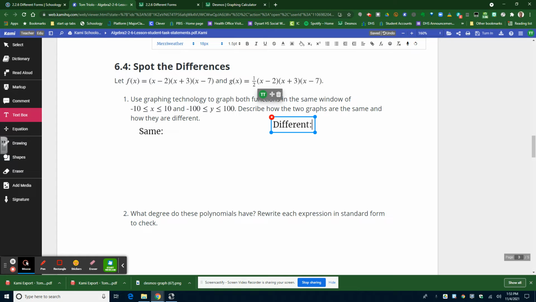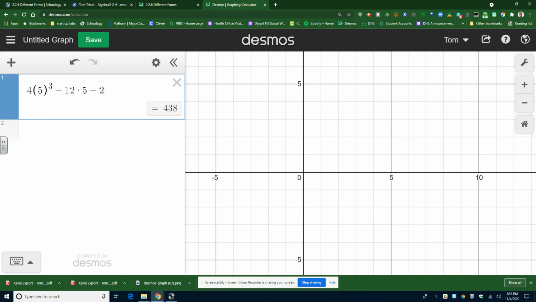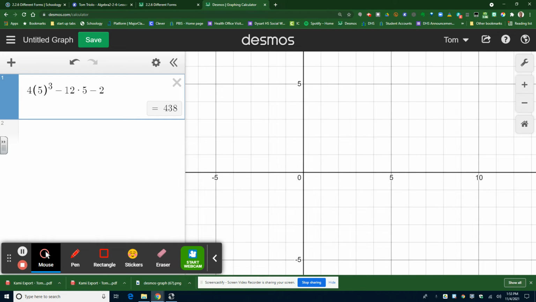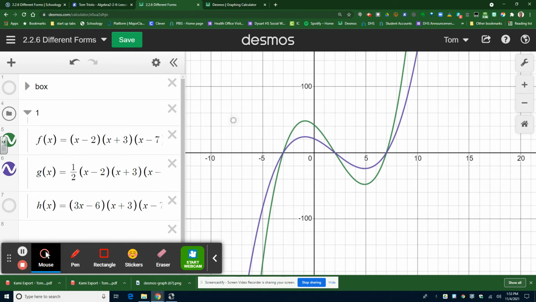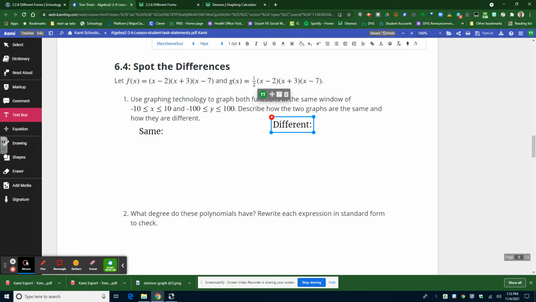All right. So looking at the graphs, so like I said, you don't have to graph them. If you just want to use mine, but the only issue with mine is you're not going to be able to touch the screen. I mean, you can come up here and touch the screen if you really want to, but so what's the same and what's different about these 2 graphs? And then after that, what degree do these polynomials have? And rewrite them in standard form to check to see if you are correct.